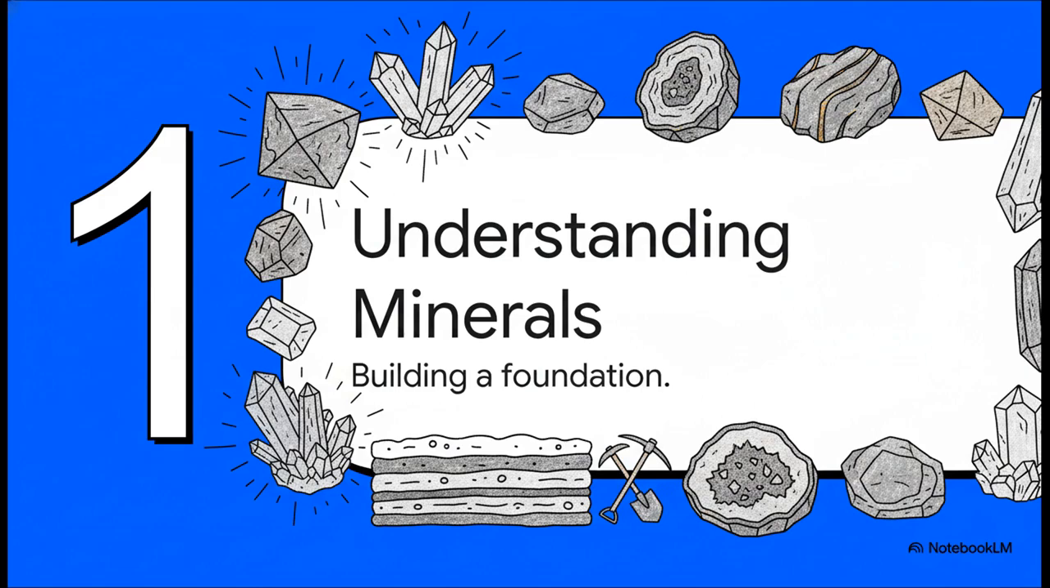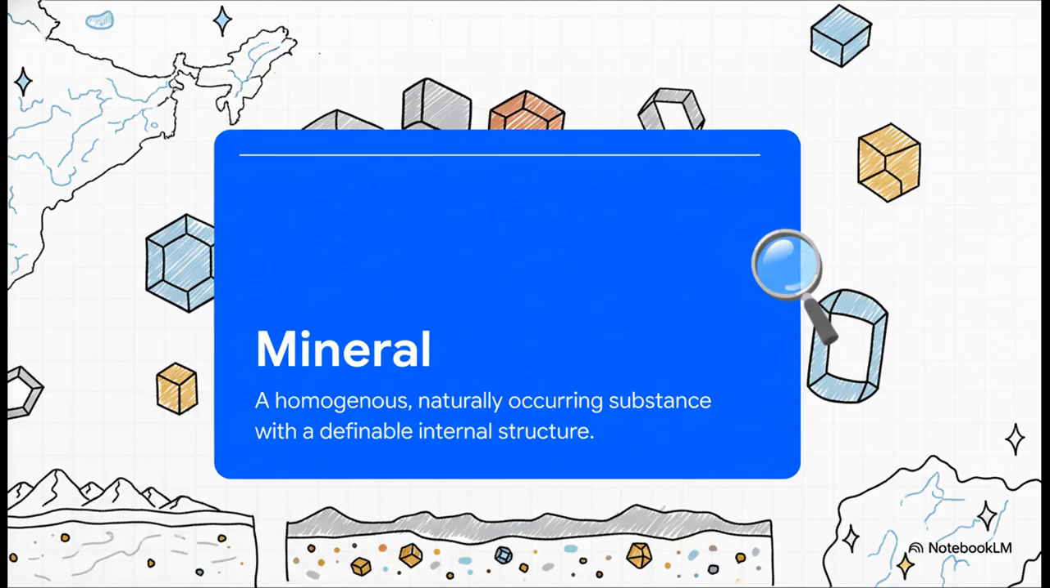Here, we'll focus on the basic concepts of minerals. Getting these right will build a really strong foundation for everything else in the chapter. Now, if you get a 1-mark question asking what is a mineral, this is the perfect definition you must write. Please remember these keywords: homogeneous, naturally occurring, and definable internal structure. These are the words that will get you full marks.